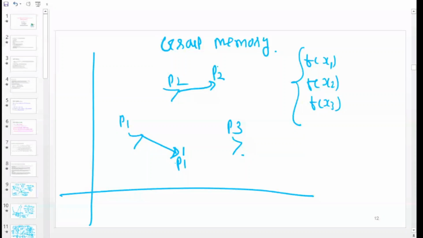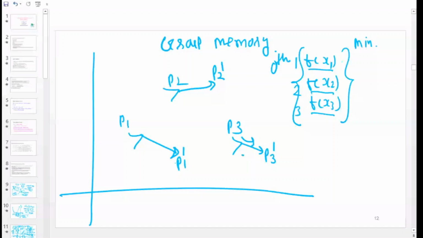Assume that this is the new position of particle P2 at the end of first iteration. This is the new position of the particle P3 at the end of first iteration. Now in the zeroth iteration, we will compare all these function values. We will compare the function values corresponding to every particle, particle 1, particle 2 and particle 3, and find out which particle gives the minimum value of f of x.